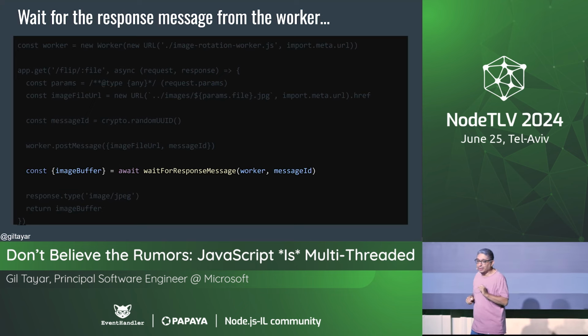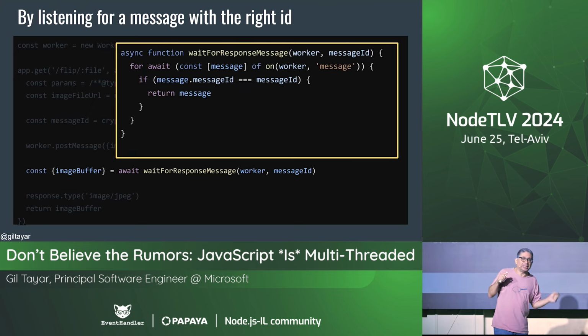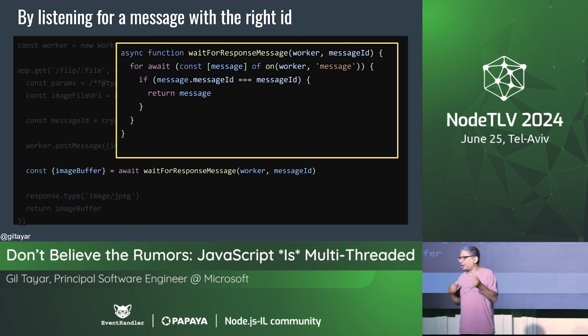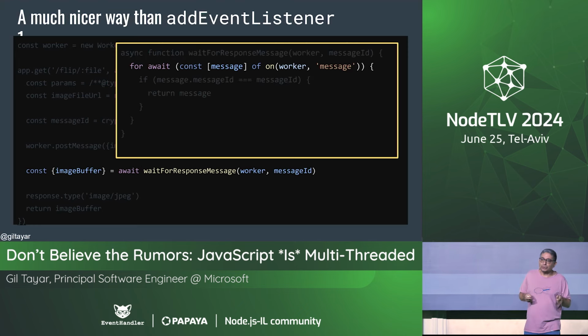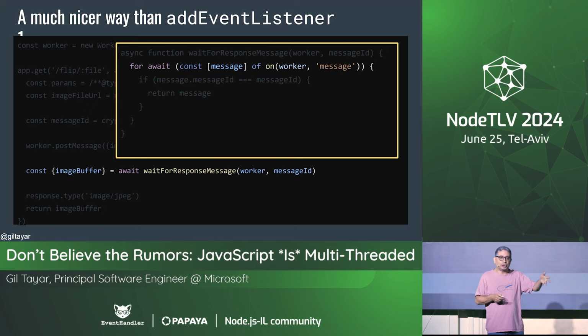This is really, really cool. It used to be we did addEventListener and removeEventListener, all this horrible stuff. And if we forgot and there was an error, then there's a leak. Really horrible stuff. Today, it's really easy to wait. What I do, I use on. This is a new function in Node.js. It comes from the events module.